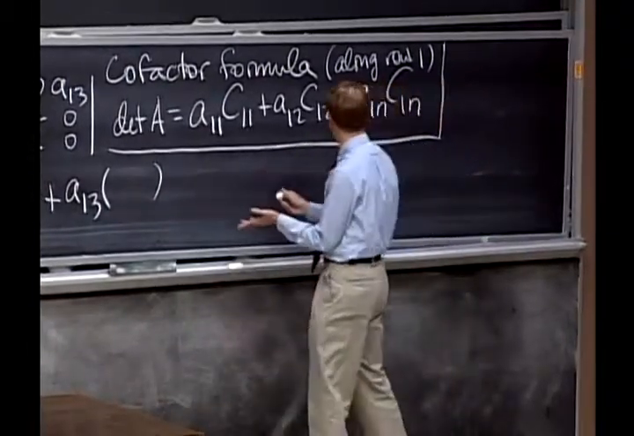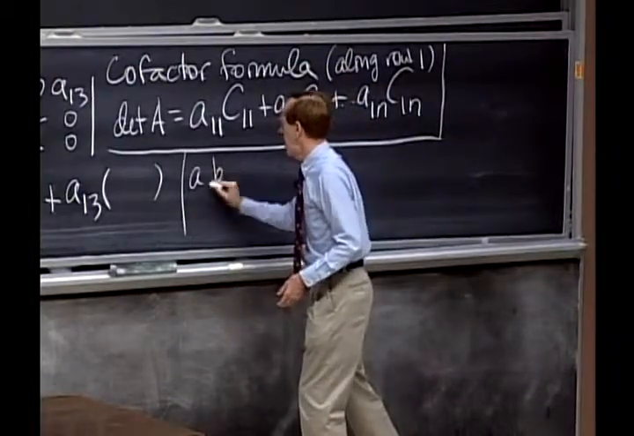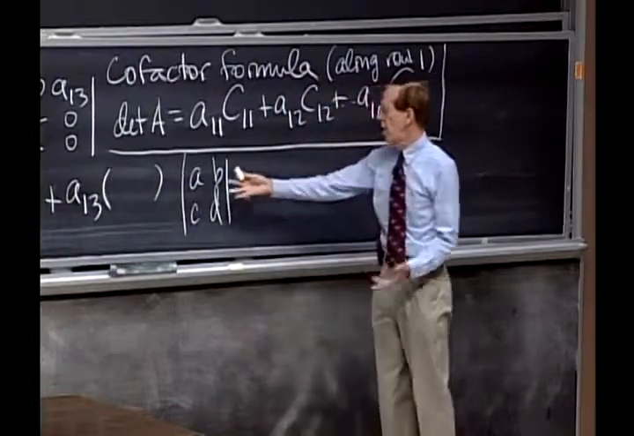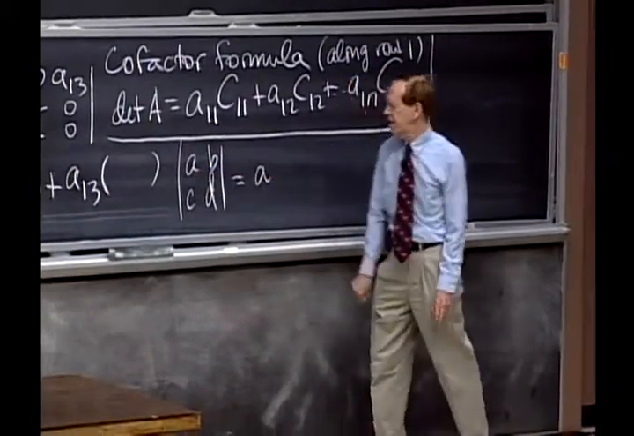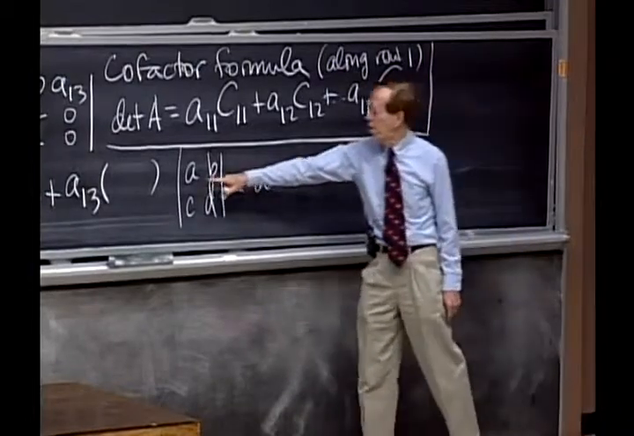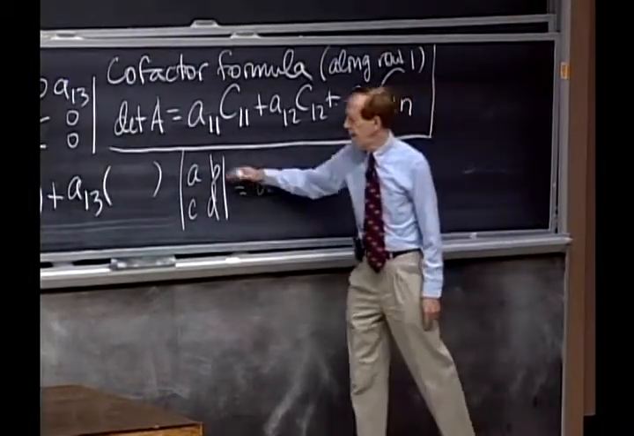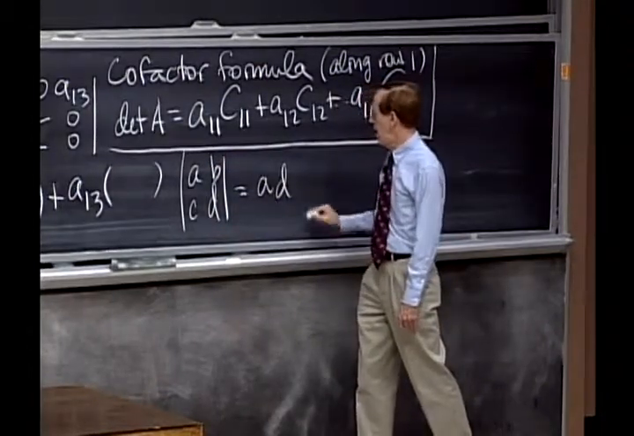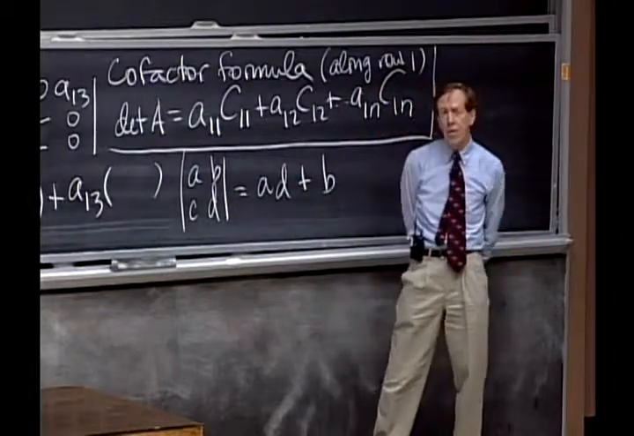So here's the world's smallest example, practically, of a cofactor formula. Okay, let's go along row 1. I take this first guy times its cofactor. What's the cofactor of the 1,1 entry? D, because you strike out the 1,1 row and column, and you're left with D. Then I take this guy, B, times its cofactor. What's the cofactor of B?